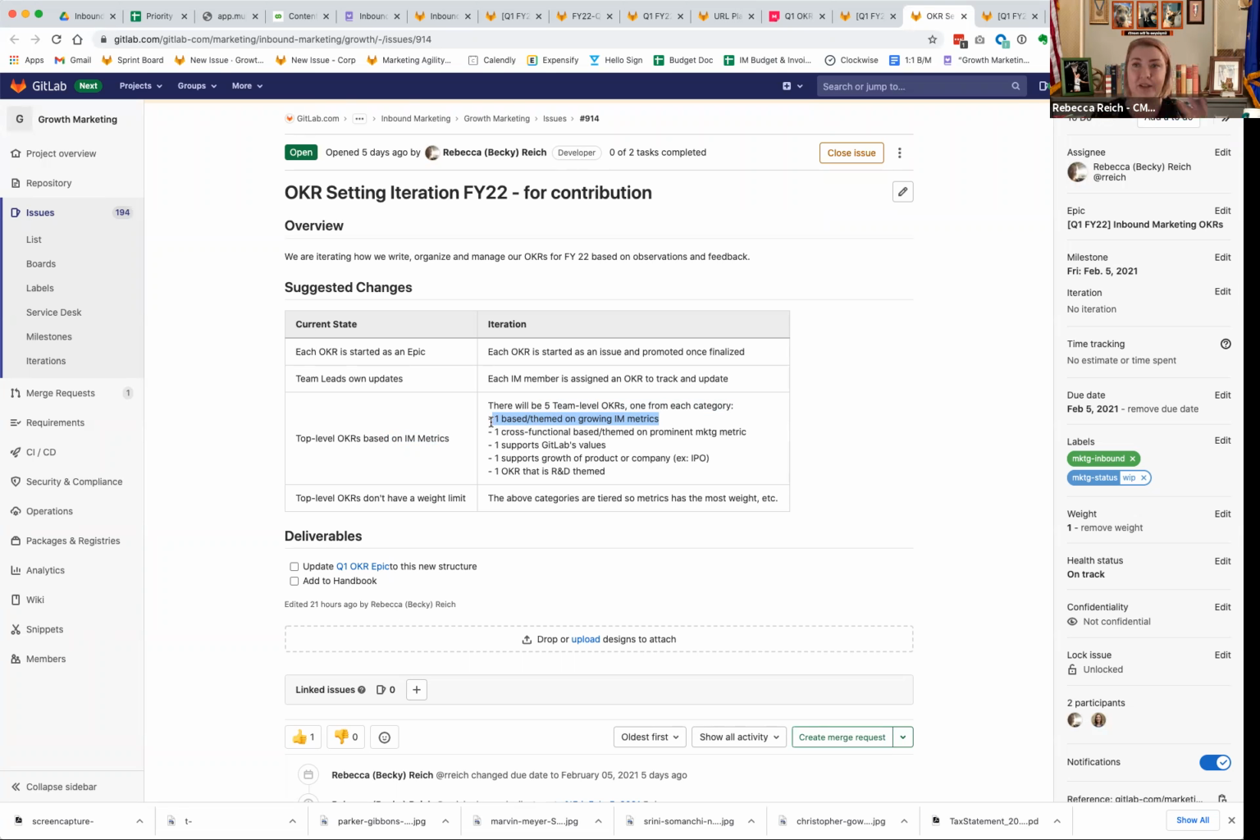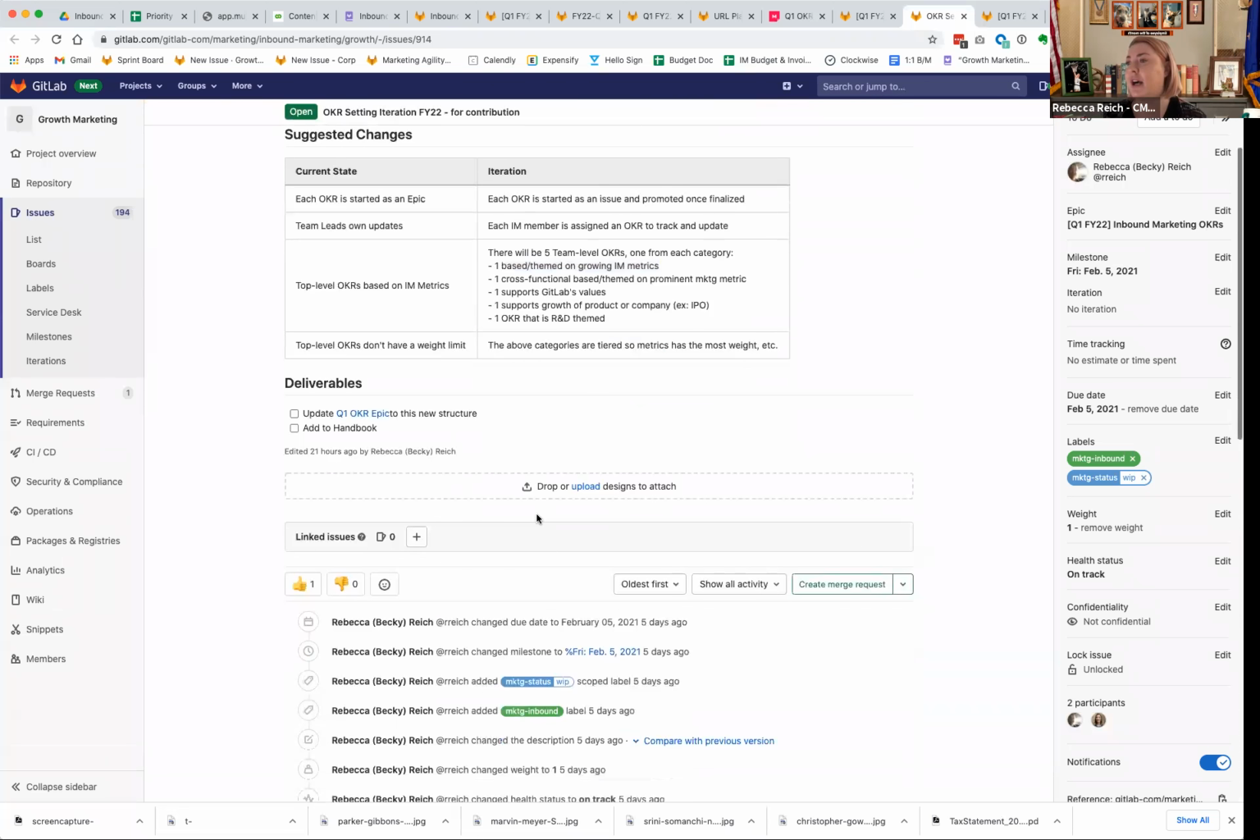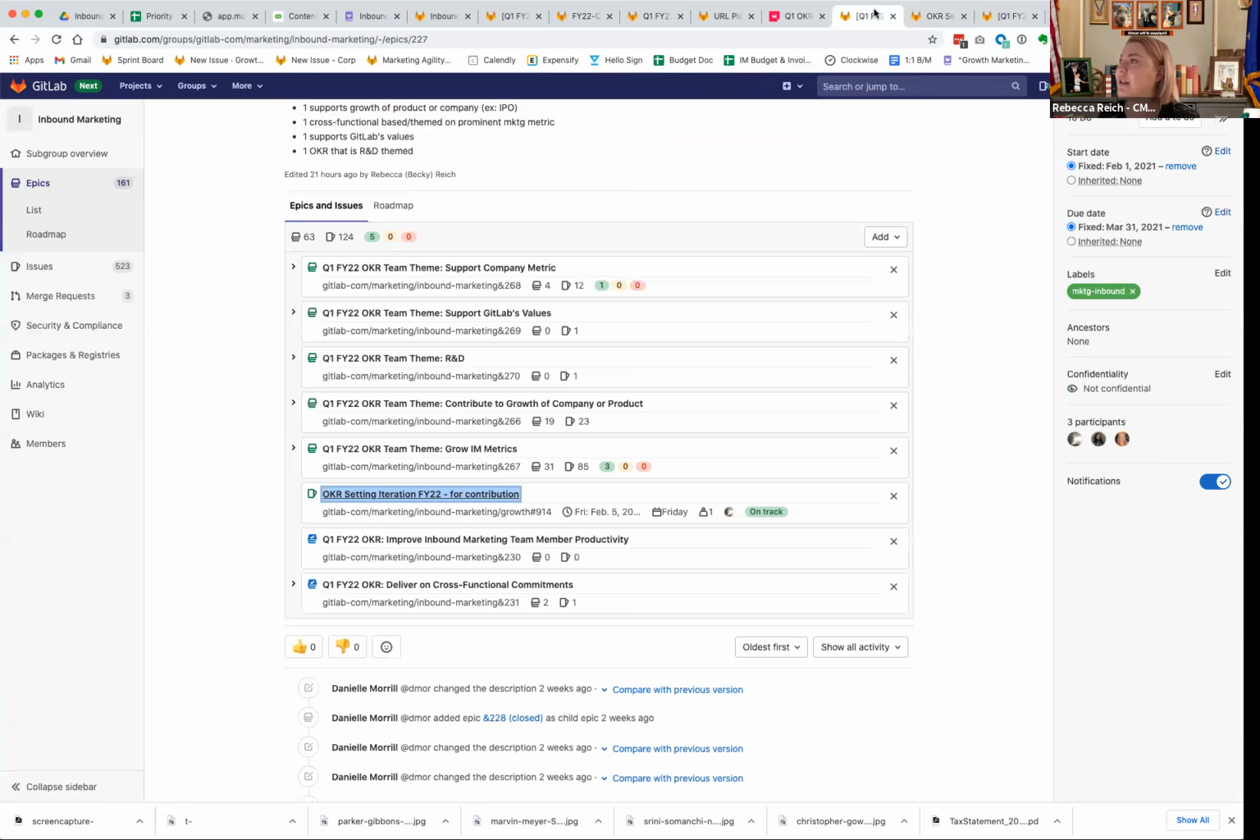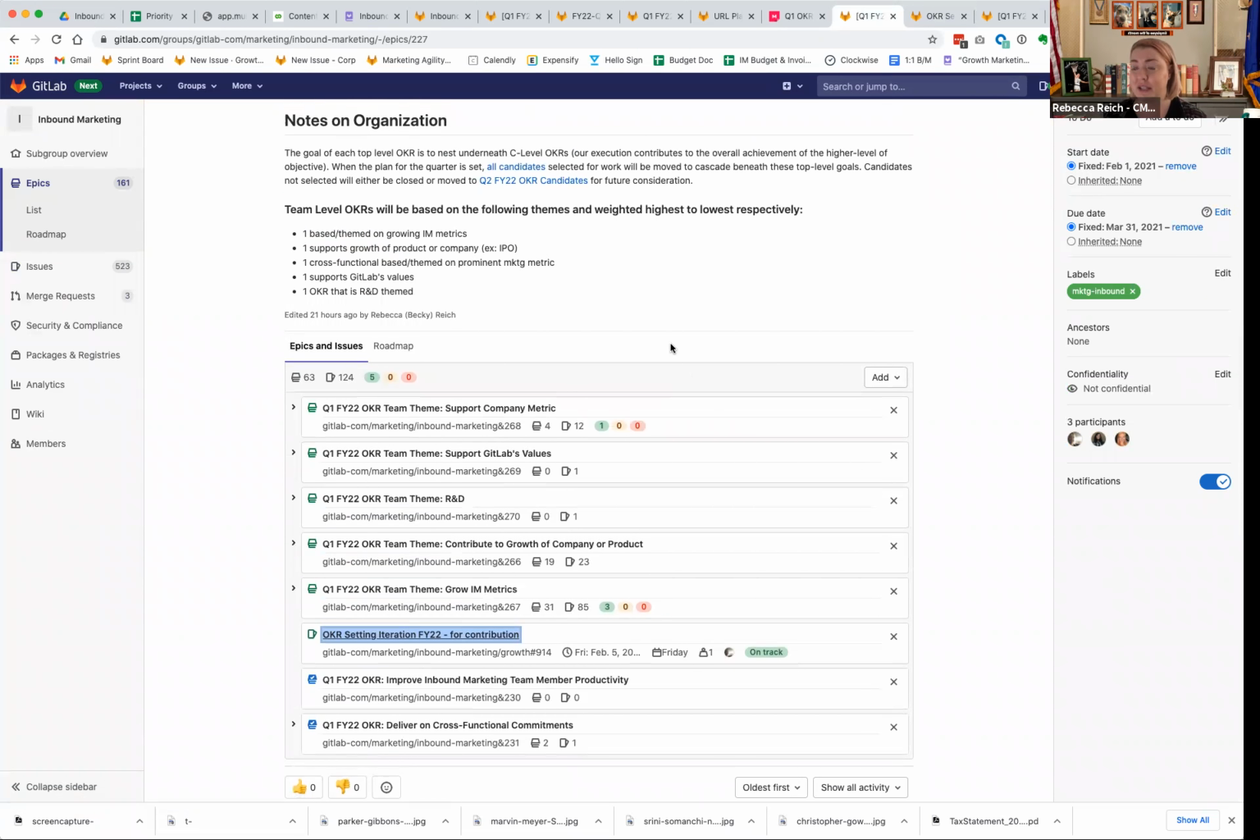And they're weighted, not prioritized, so that the metrics are weighted more heavily. So we will have more projects under there. So this is a deliverable that is completed. So this is how it's going to look. So I've updated all of these to be these themes. So there are 5 themes that we have: grow IM metrics, contribute to growth of company or product, R&D, GitLab values, and support company metrics.